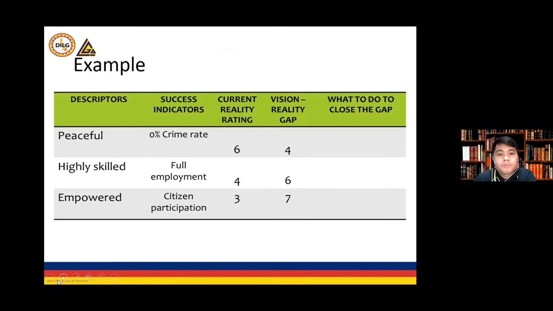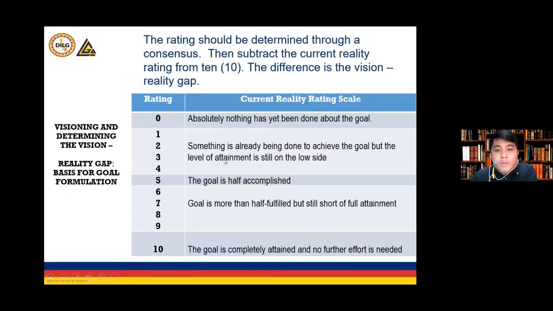Example. Okay, sa peaceful na descriptor, we have 0% crime rate. So, based on the consensus of the group or the sector, ang current reality rating scale natin ay 6. So and then the vision reality gap mo, you just subtract 6 from 10. So, 10 minus 6 is 4. Tama ba? And then, highly skilled, full employment. So, 4, ang current reality mo, and the vision reality gap is 6. Unempowered, citizen participation is 3. So, ang gap mo ay 7. So, that's how you use the rating scale, ano? So, kung ano yung mga ibig sabihin niyan, and then, again, we go back to the current reality rating scale dito sa table na ito.